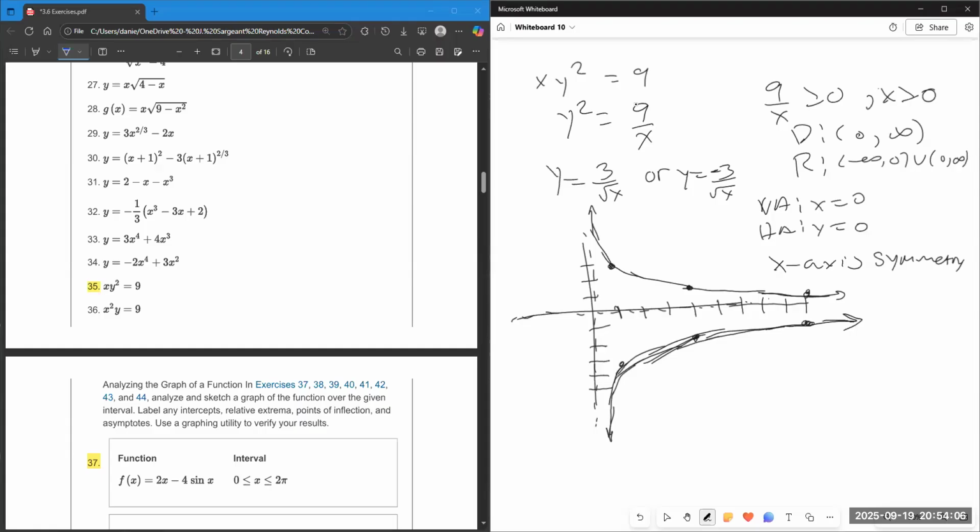And I'm not going to have any extreme values. You can see that from the graph. I could try to prove that with the derivative by implicit differentiation, but I don't think that I need to do that here. Also not going to have any points of inflection here to worry about. That's not even a function of x. So sorry, that was 35. I'm going to do 37 next.